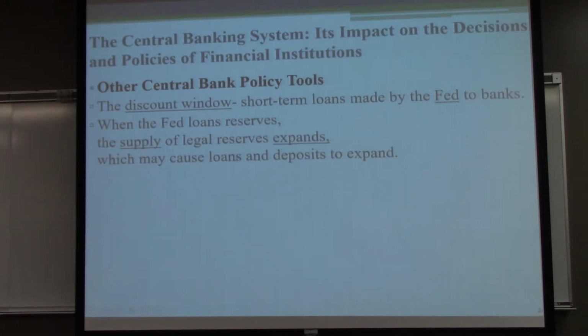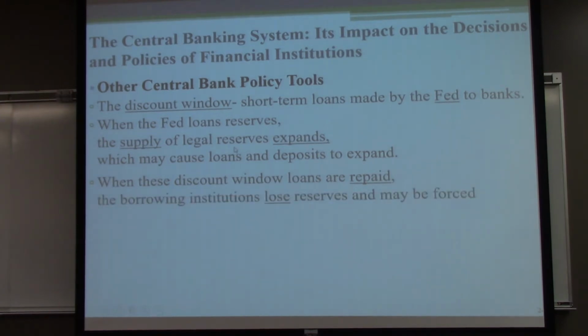Okay. So how the bank makes credit available through the discount window also causes the supply of money to expand and contract. So the Federal Reserve can say no. They might have a rate available, but they can say no to a loan. Okay? And that affects the money supply.